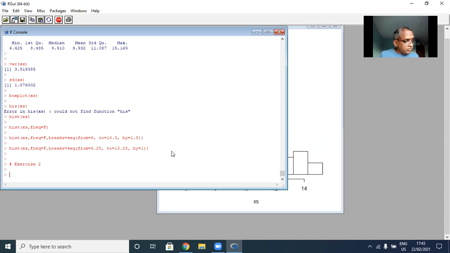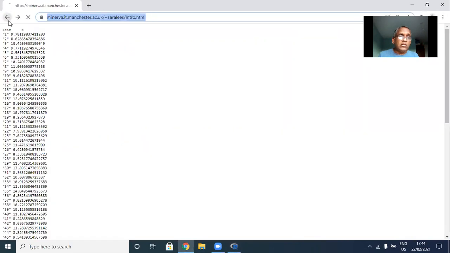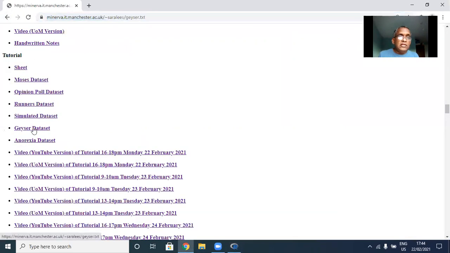All right, let's go to exercise 2 now on the tutorial sheet. Exercise 2 is about geysers. I don't know whether you've been to Yellowstone National Park in the United States. It has 222 eruptions, and some of them are long ones, some of them are short ones. All right, so the data that we have is this one here. This is the Geyser data set.